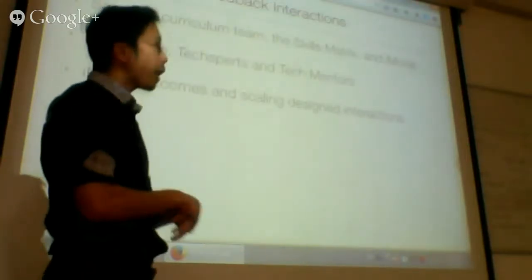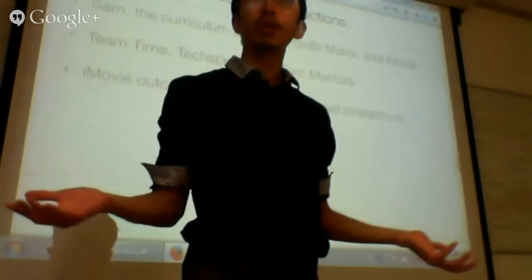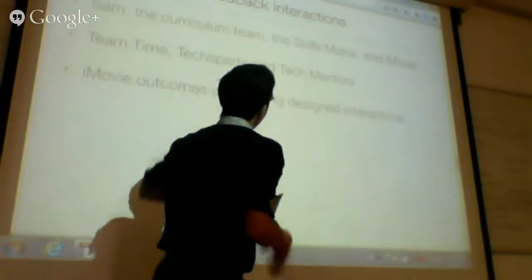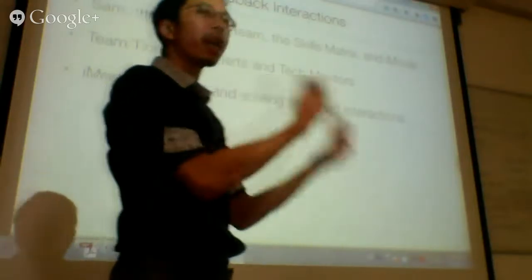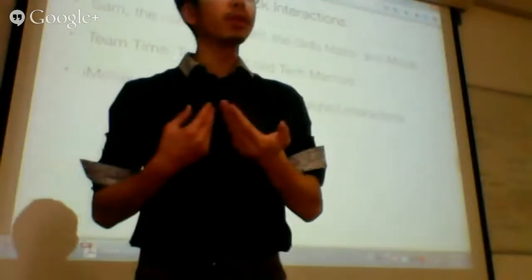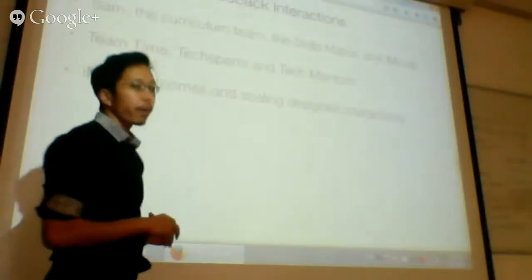So how do you actually do that? Sam has all of this discretionary time, right? He had no designed interactions originally. Well, he creates 2 interactions that get him the time to meet with teachers and students to facilitate learning about iMovie. One is called Team Time.